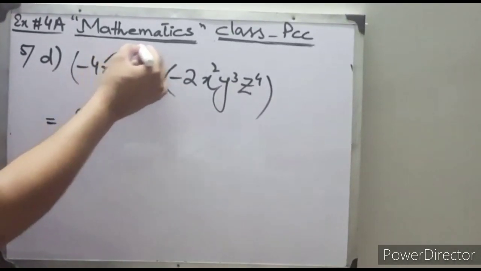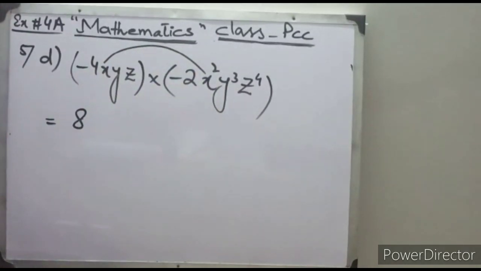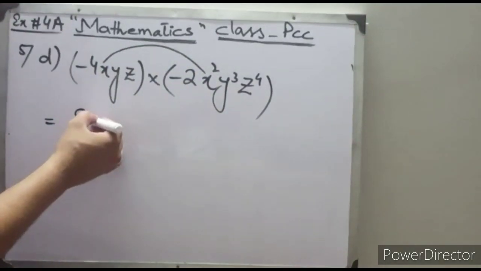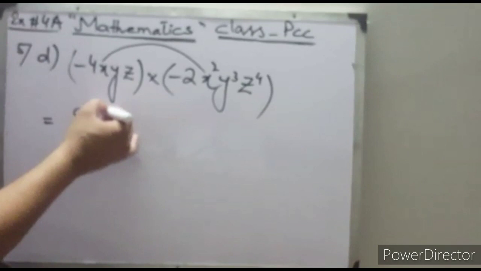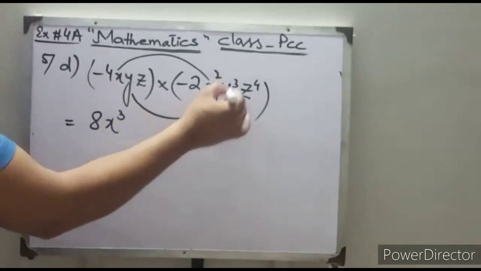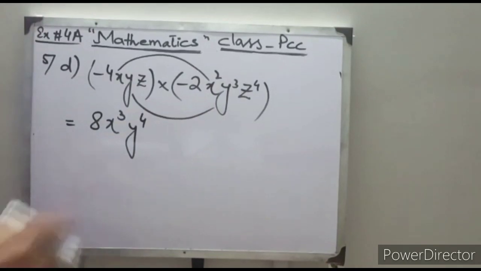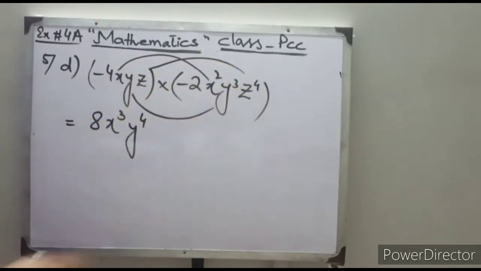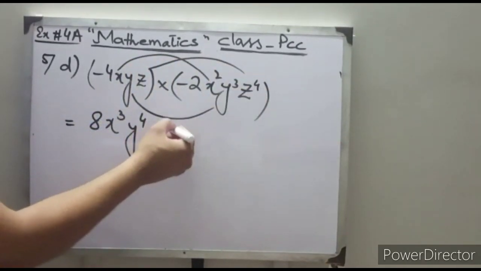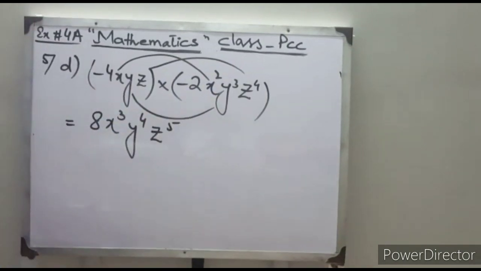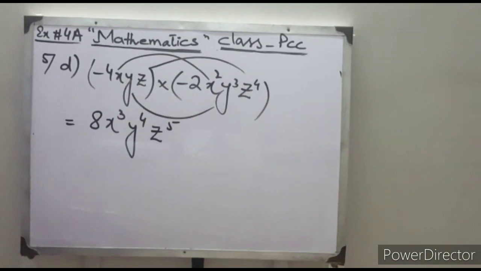X will be multiplied by x square. Bases are same, then power will be added. We have x cube. Y multiplied by y cube, so we have y raised to power of 4. Similarly, z multiplied by z, we have z raised to power of 4. Remember, when bases are same, then power will be added.